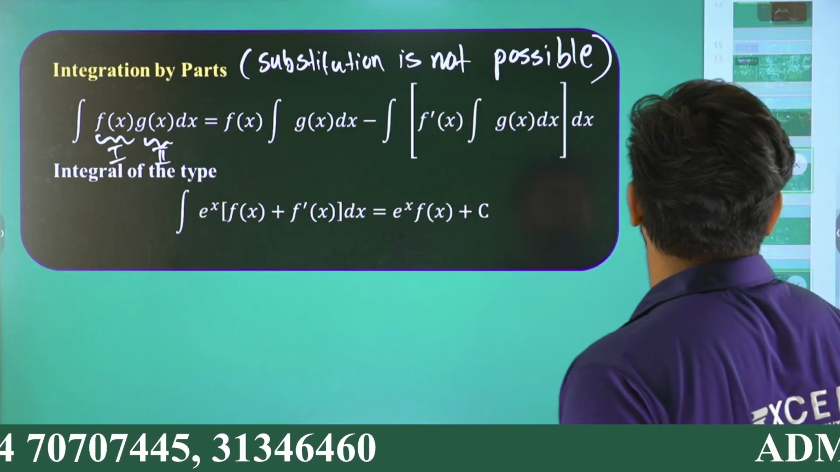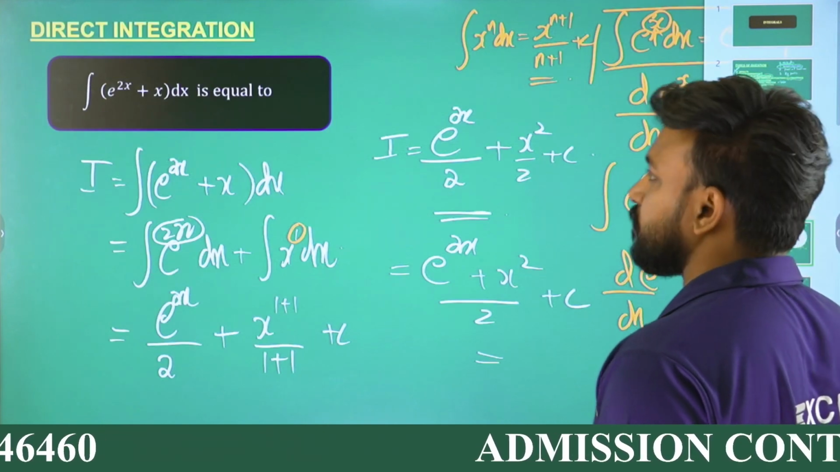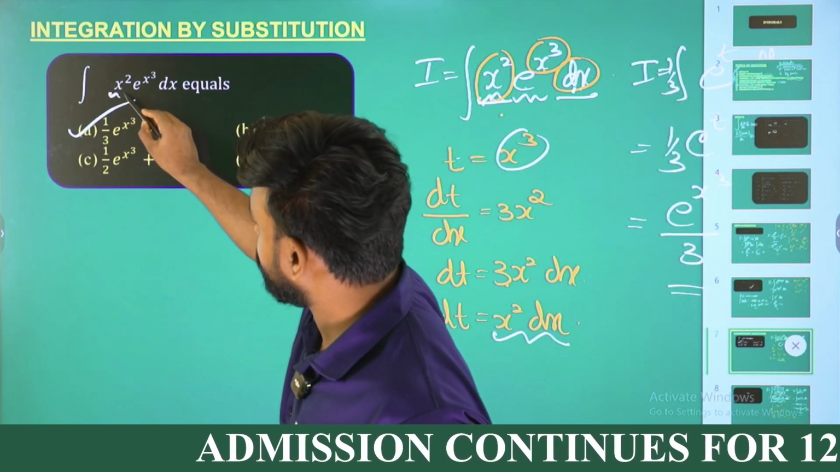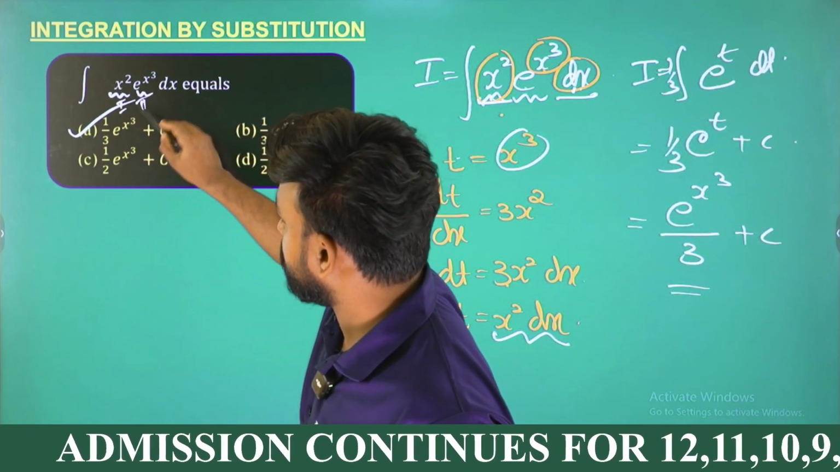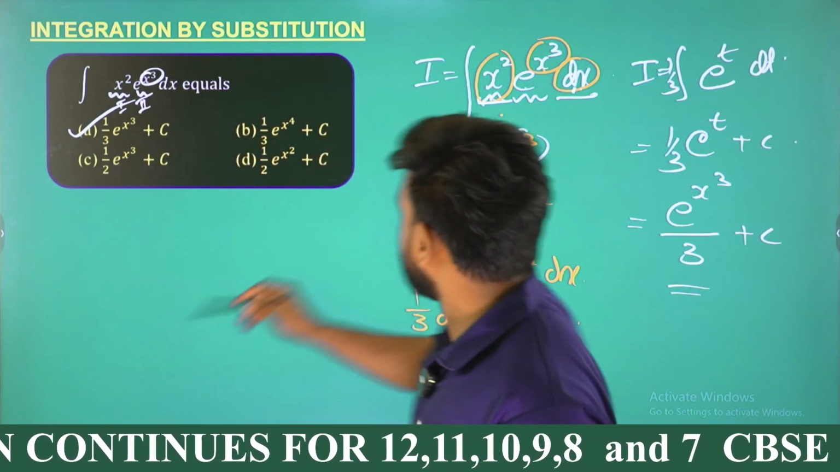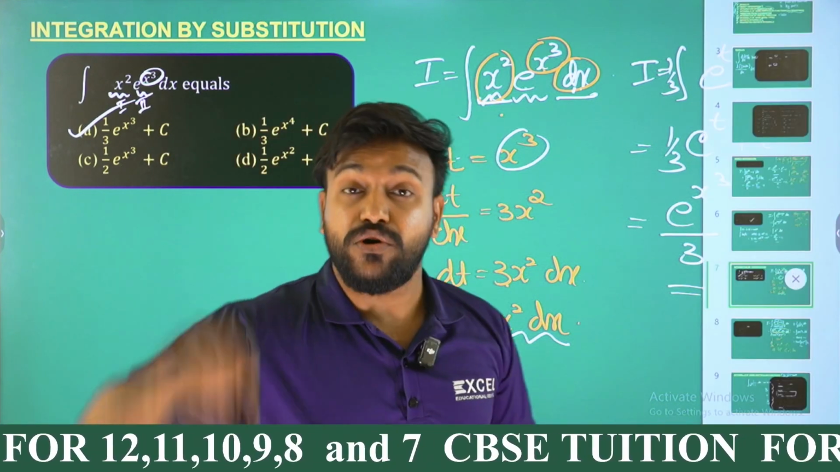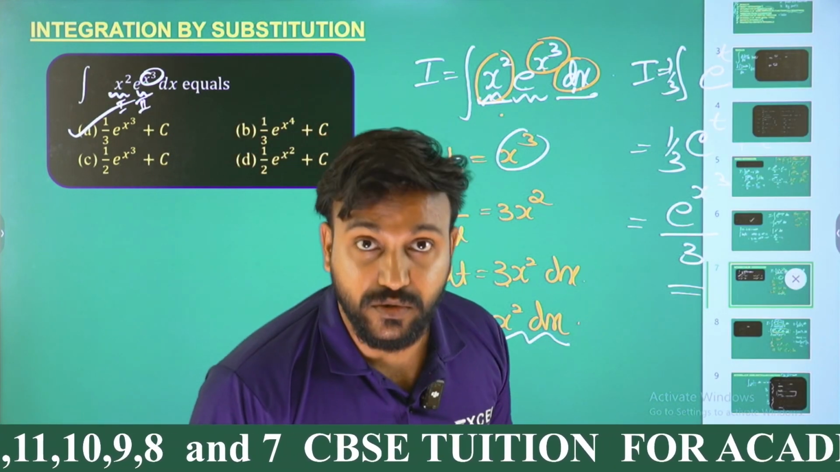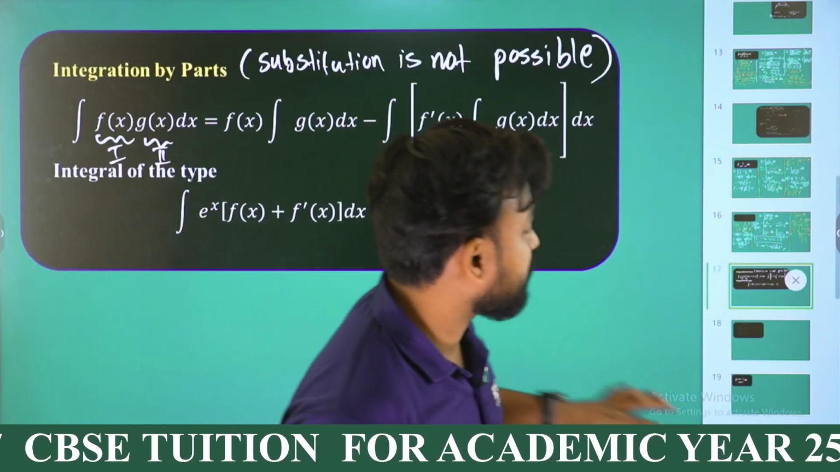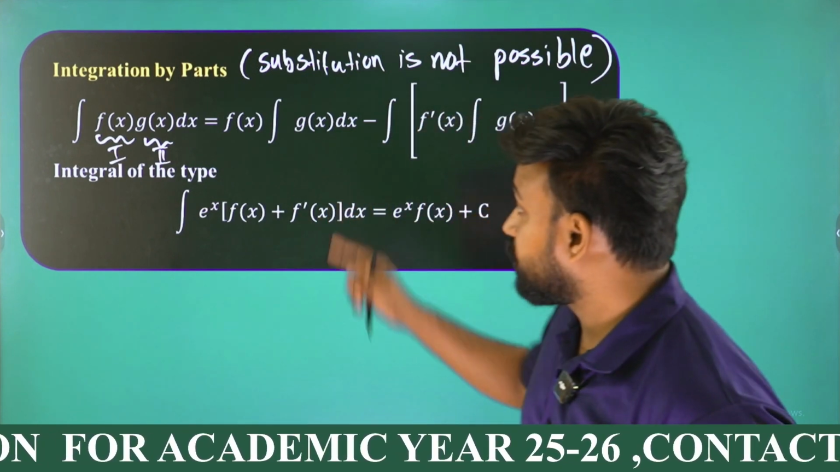Listen, we have done one. Look at here. In this question you can see two functions are multiplied together, but if you substitute this one, you can simply integrate it. We already did that. But if the substitution is also not possible, and two functions are multiplied together, so what do we have to do? We have to go for integration by parts.